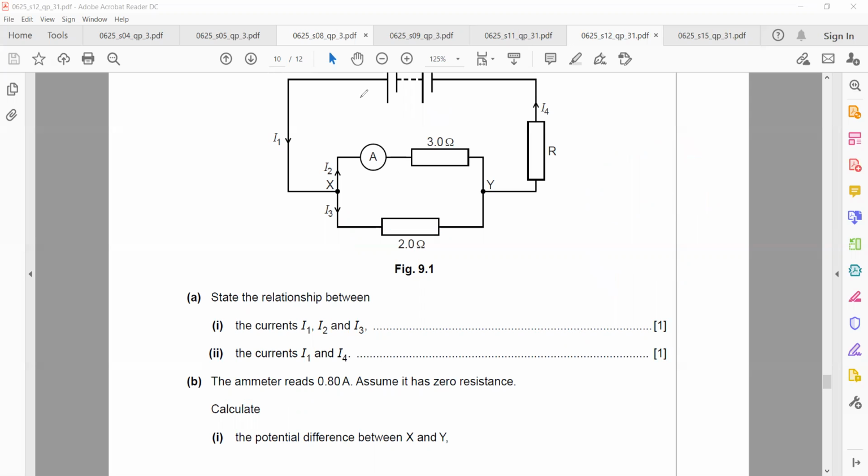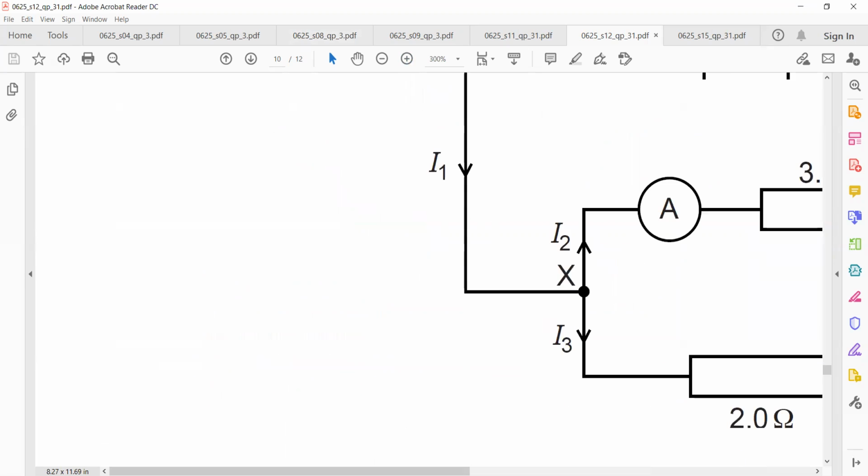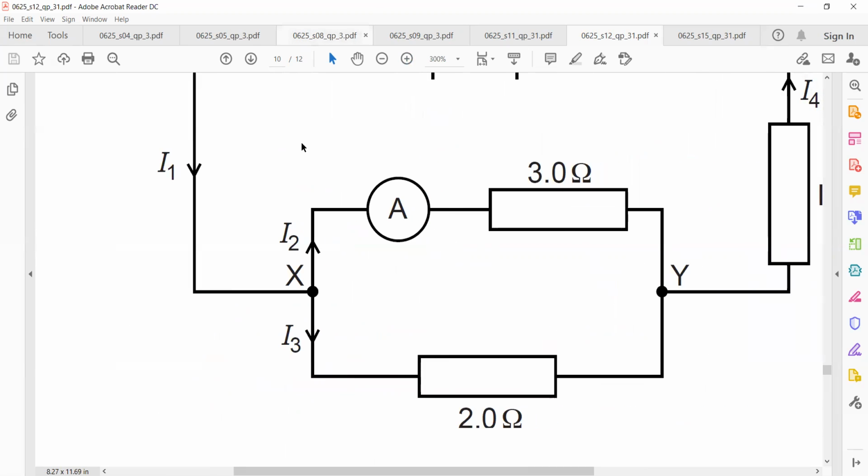So you can see, when the resistors are connected in parallel, the current which was flowing here was 0.8, and the current flowing through the 2 ohm resistor, which is I3, is equal to 1.2. So what you can see is if the resistance is high, then a small amount of current can pass through that branch. If the resistance of the branch is low, a greater amount of current can pass.